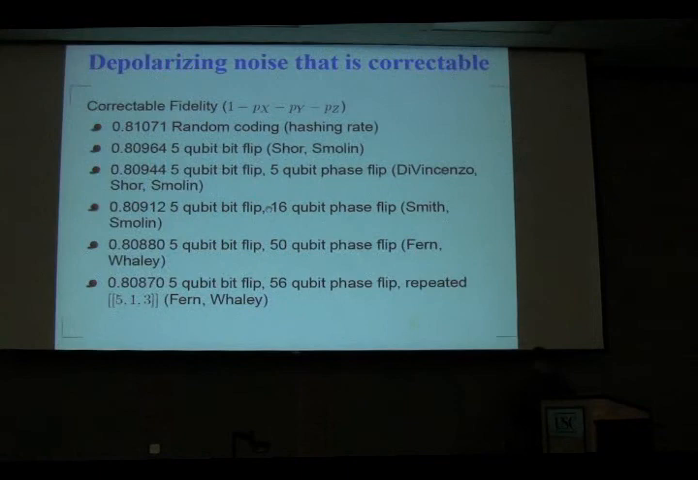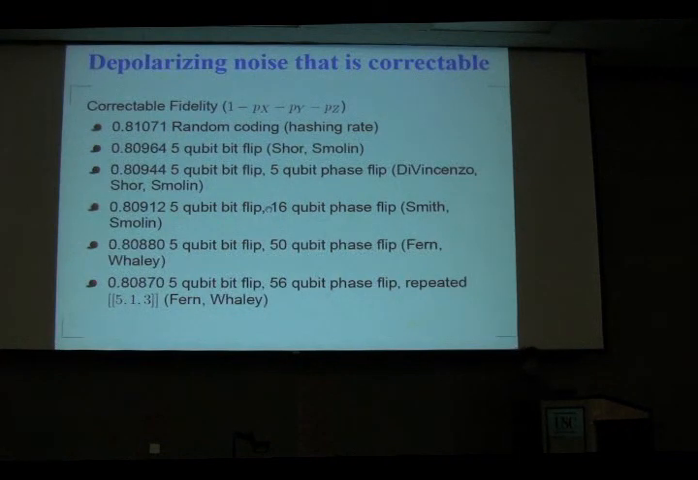0.80964. Since then, further work had found that the 5-qubit bit flip code with either the 5-qubit phase flip code, so that's the 5 and 5 code or the 5 and 16 code, could yield better improvements. And now what I did, I found the 5 and 50 code. This is the optimal, or 5 and 51, I think, is actually the optimal. It's the optimal way of encoding a bit flip code and the phase flip code to correct depolarizing noise.